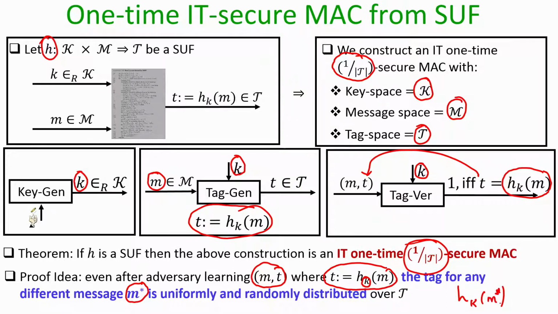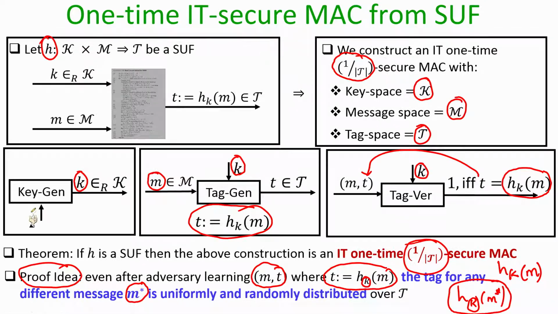But since Hk of M and Hk of M star are independent of each other, right, that is a security property guaranteed from the underlying SUF. Since Hk of M and Hk of M star are independent and uniformly distributed over the tag space, the probability that a computationally unbounded adversary without knowing the key k could successfully come up with the output of the SUF on the input M star is of course 1 over the tag space. So, that is the success probability with which a computationally unbounded adversary could come up with a forgery. So, that is a proof idea. I am leaving the full formal details here, but you can very easily formalize the proof idea that we have discussed here intuitively.